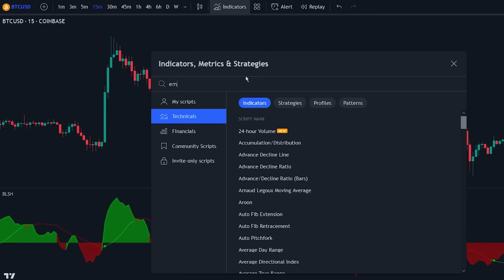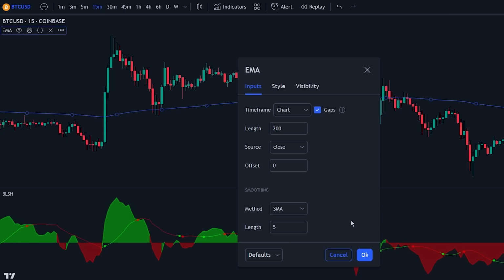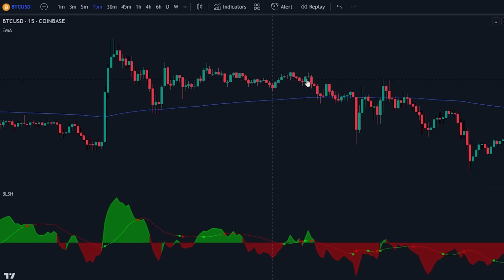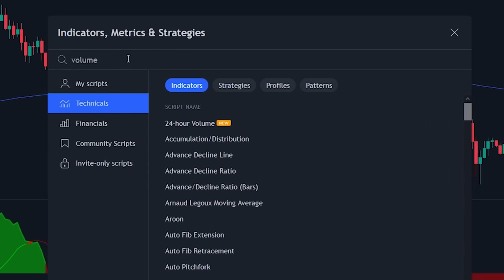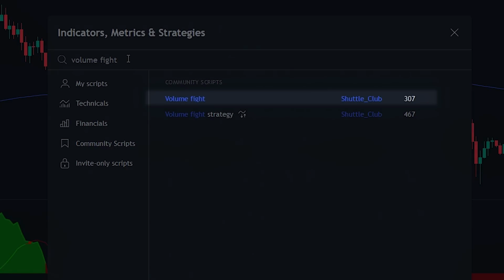So let's add the 200 period EMA to the chart again. We will also need to add an indicator to the chart to make sure there is enough volume in the market. Head over to the Indicator Search tab and search for the Volume Fight indicator. Select the indicator made by Shuttle Club and add it to the chart.